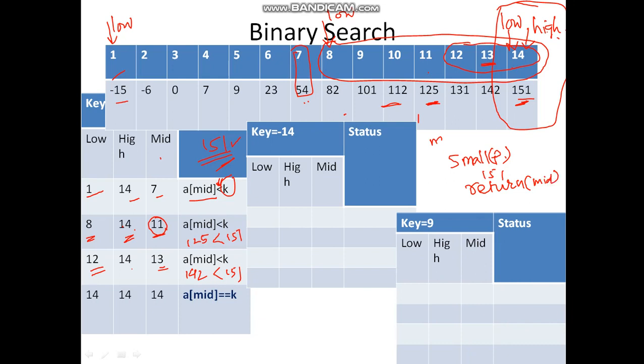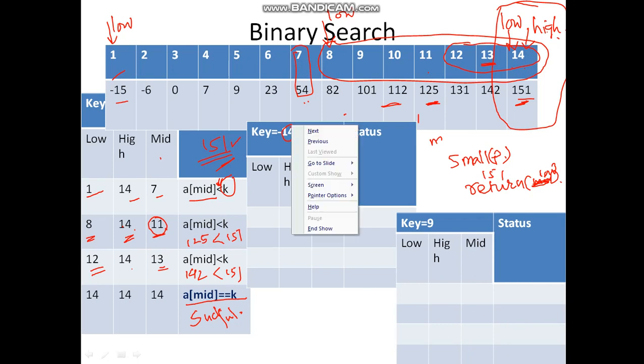Why? Because 14 plus 14, you can either return mid or you can return low. You can return high also, because low is equal to high. You return low. That means that it is a successful search, and it is at A of 14. This condition is satisfied, and I am going to stop. This is a successful search.